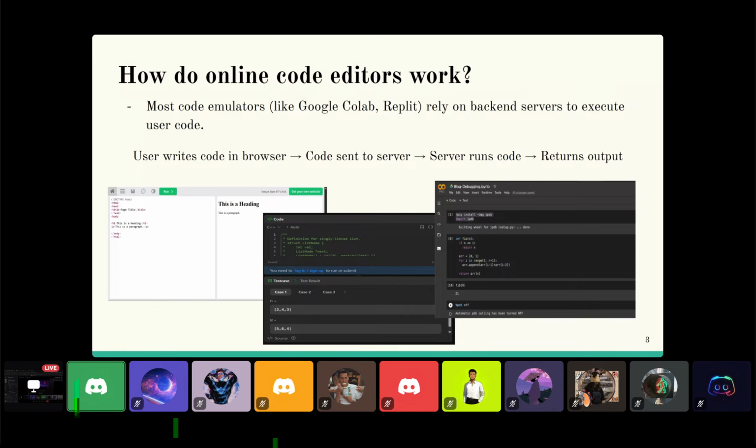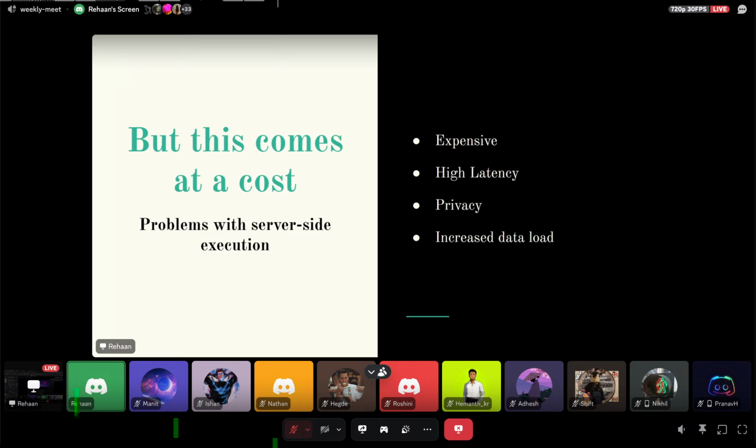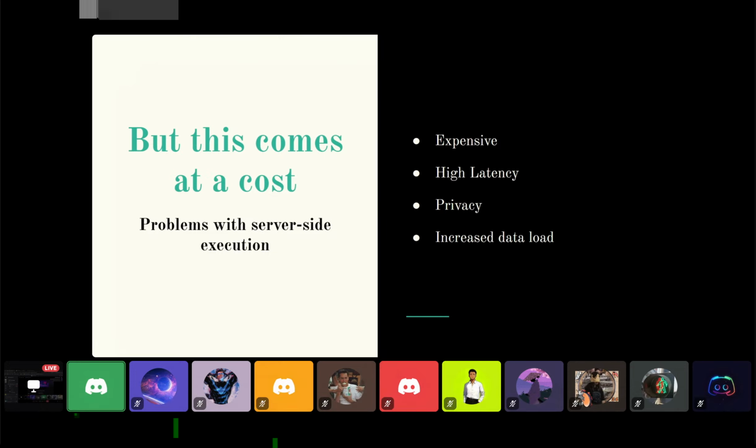Most online code editors rely on a backend, which means the moment the user types code and hits execute, the code is sent to a separate system where the code executes, and the output and whatever other transactions have to happen go between the platform and the server. But this comes at a cost. The problems with server-side execution are that it's expensive, it has high latency and increased data load because of the transactions between the platform and the server, and there are certain privacy concerns.